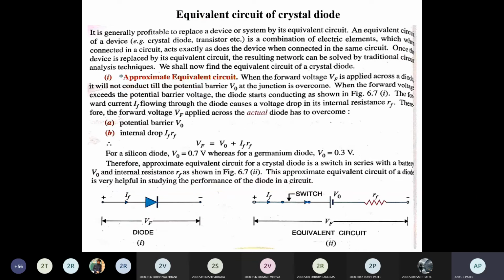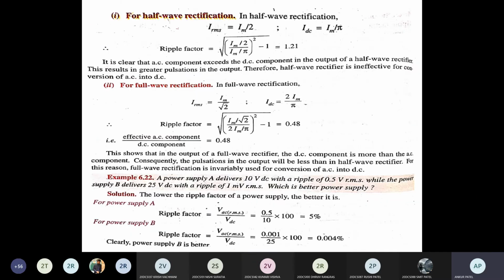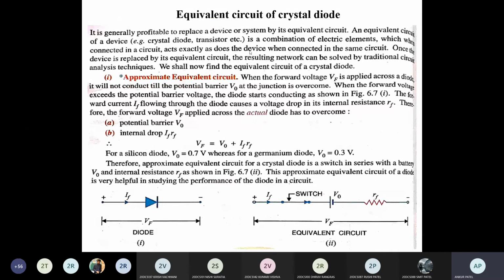Okay, so when you consider this diode, the equivalent circuit should be like this. Suppose this is the forward voltage across this diode, then it allows this forward current. We also need to consider this internal voltage V0, which is called the potential barrier voltage. Potential barrier voltage is what is needed to break the depletion layer.